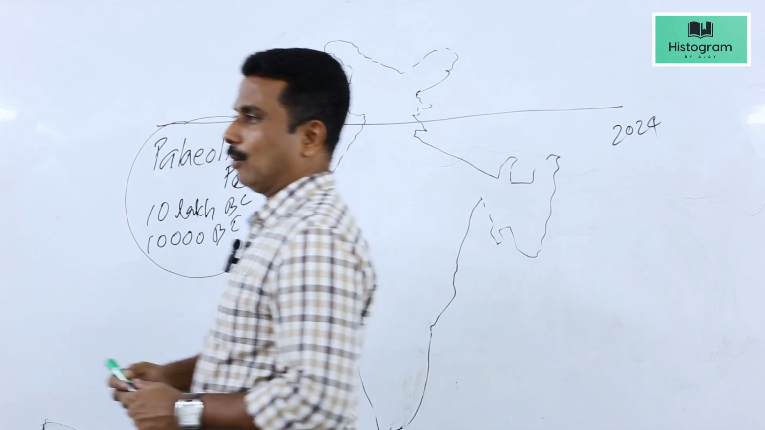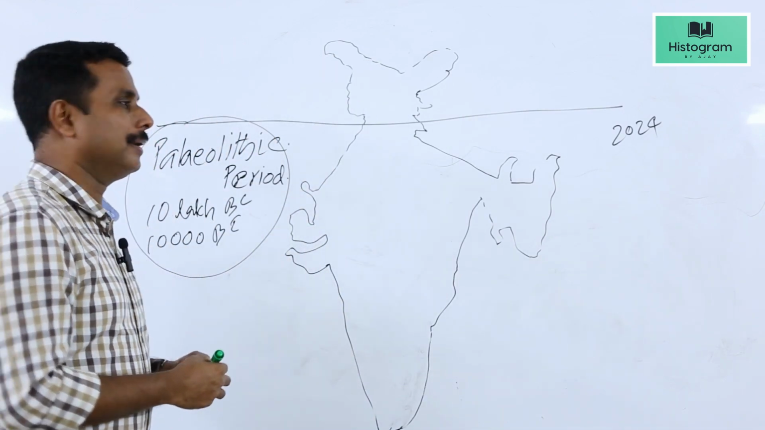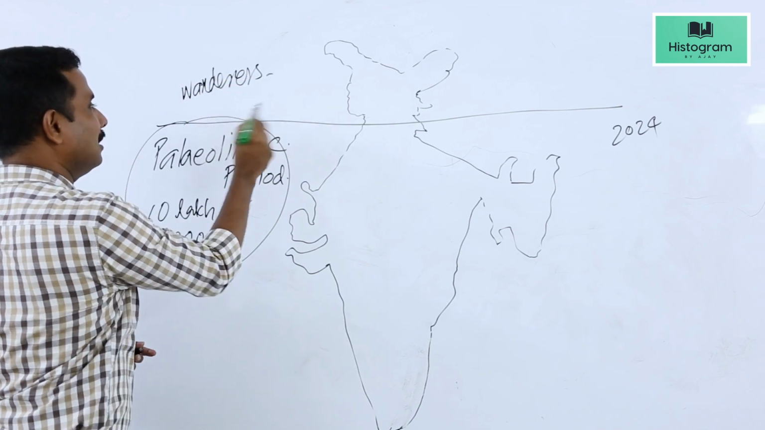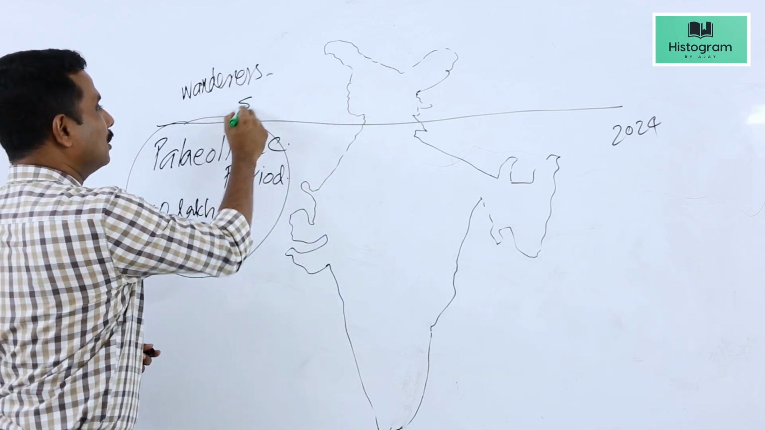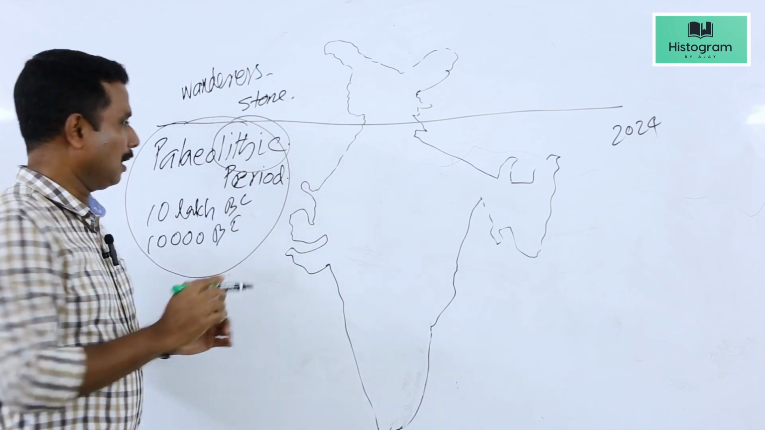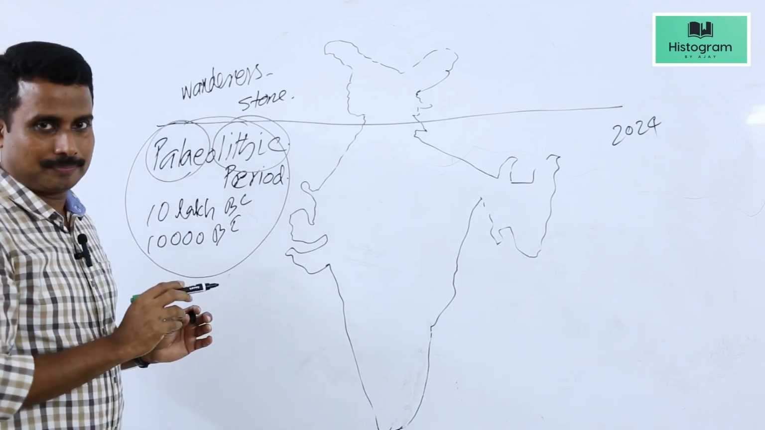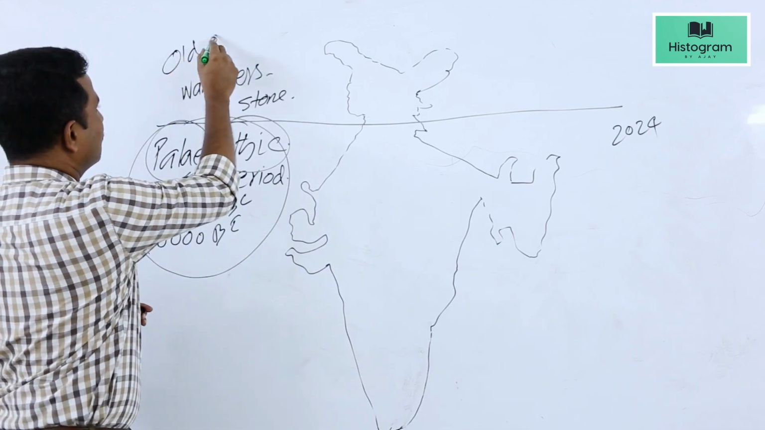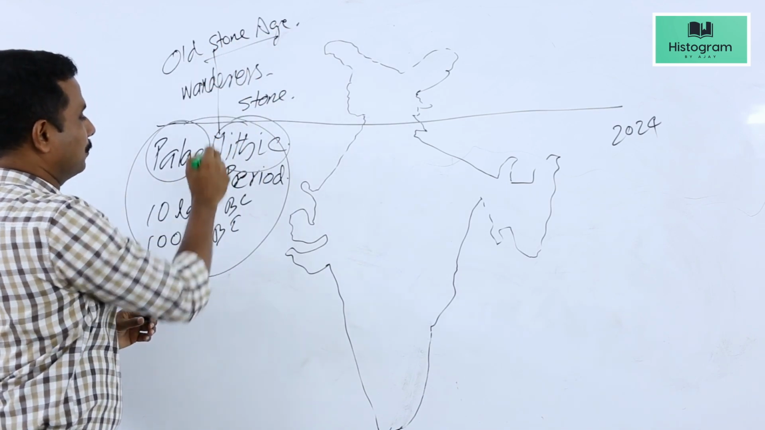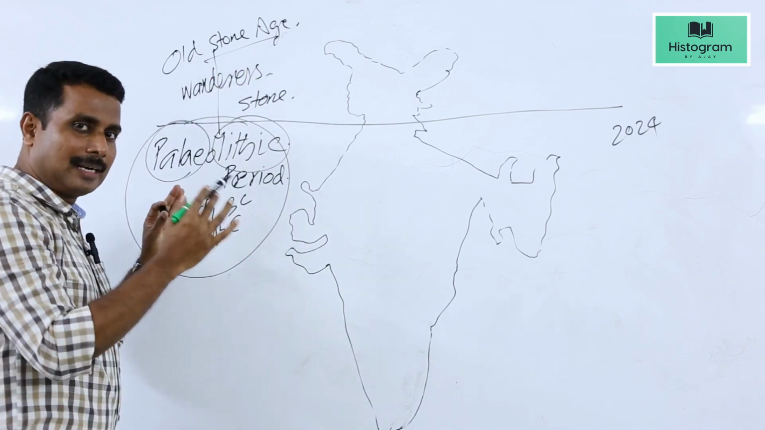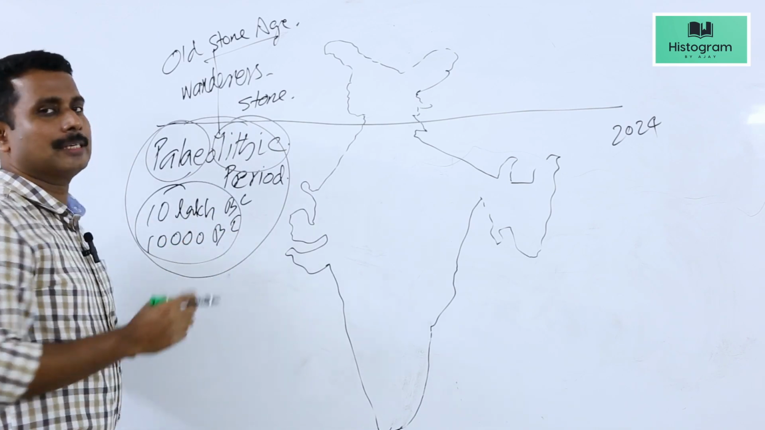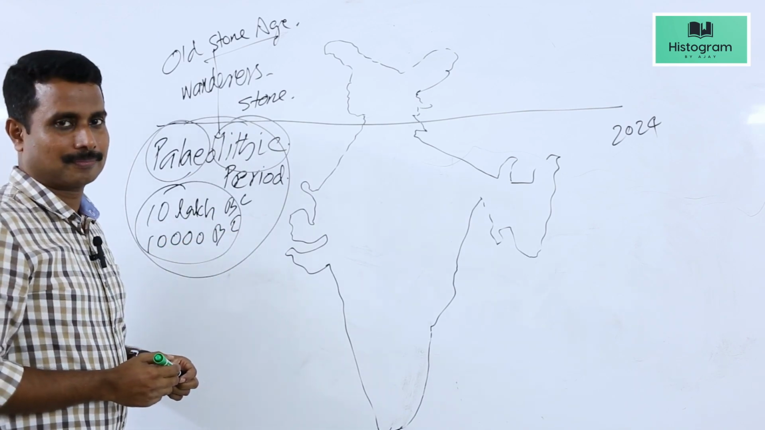This was the period when human beings had been living as wanderers, and they were using stone tools. Here lithic means stone, paleo means old. So that means old stone age. Paleolithic thus means the old stone age, the earliest stage in human history, and the period is from 10 lakh BC to 10,000 BC.